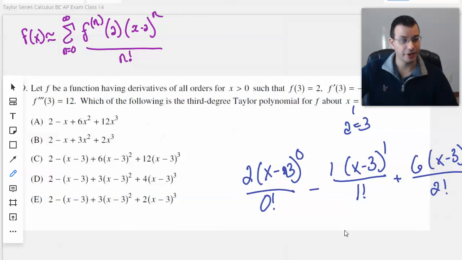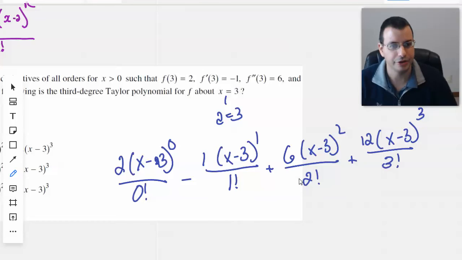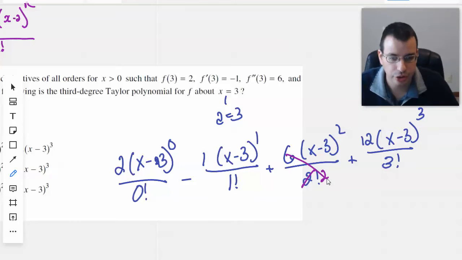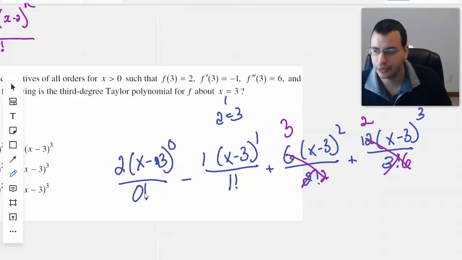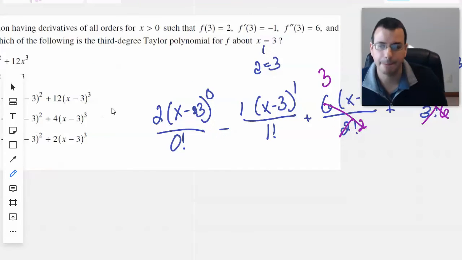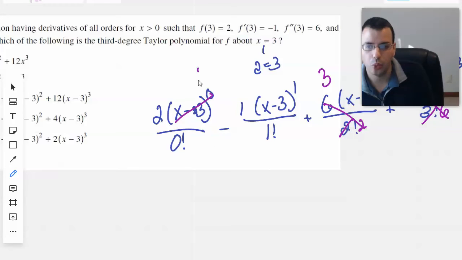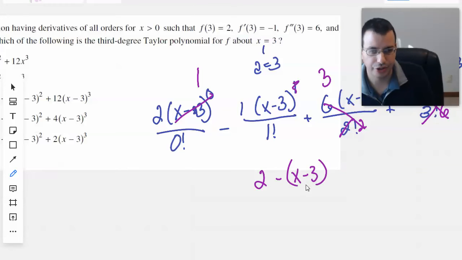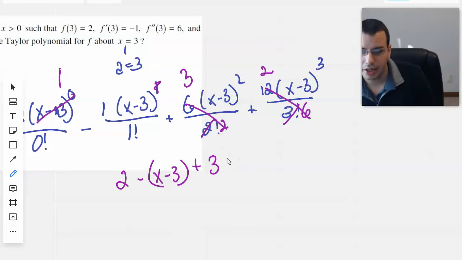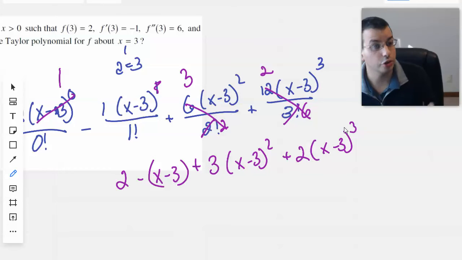Yep, because it looks like they have nothing in the denominators. So we'll try and get rid of our denominators as well. So this is 2, which becomes 3. This is 6, which becomes 2. And did they expand them? No. Okay. So this will be 1. So it'll be 2 minus x minus 3, parentheses, plus 3 times x minus 3 squared, plus 2 times x minus 3 cubed.